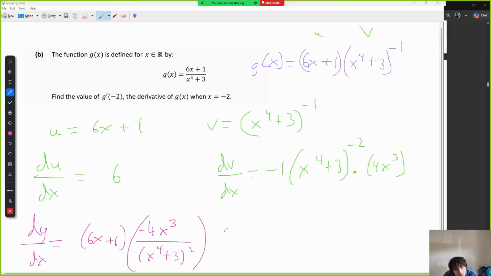Right, and then a plus, and then it's v, so it's this guy, and I can just write him now in his other format. Bring him underneath now to the power of 1, and then multiply that by du dx, which is 6. And then obviously we could just write the 6 up here, it's neater.